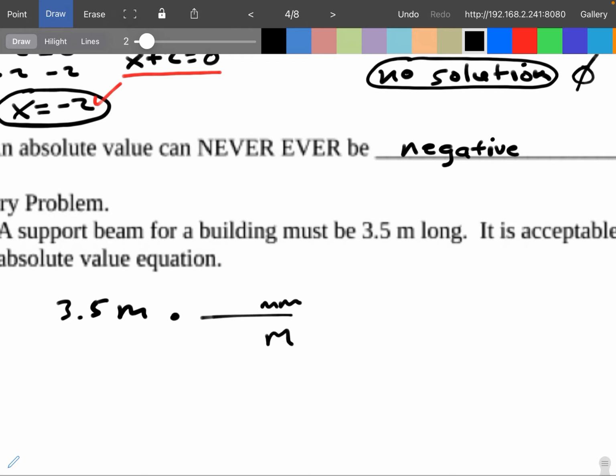All right, so if it's 3.5 meters, I want to put meters on the bottom right here, and I want to put millimeters on the top. The reason I do that is because now the meters will cancel out like that. So do you guys know 1 meter, how many millimeters is that? Does anybody remember? 1 meter has how many millimeters in it? What about, do you remember 1 meter has how many centimeters? Well, we're going metric to metric.